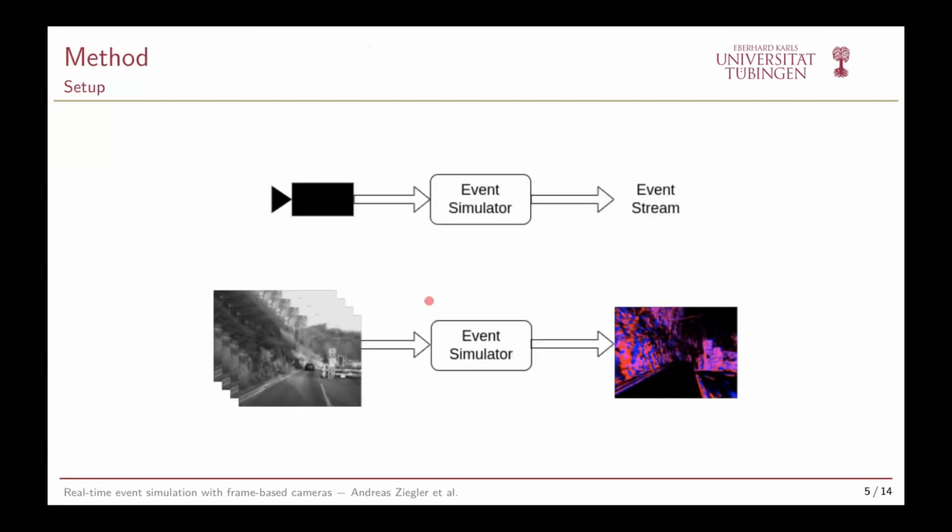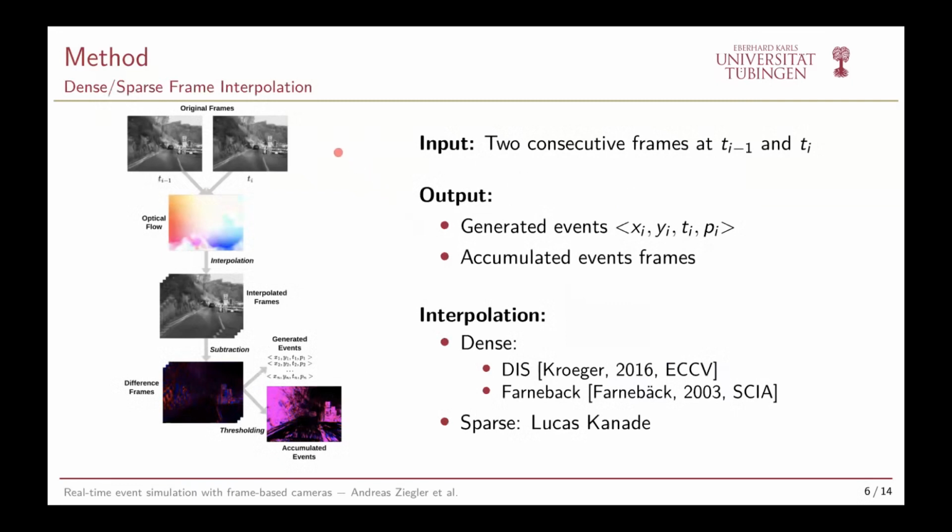For our method, we have the following setup. We have a camera which provides us frames, and we want either an event stream or accumulated event frames, and we want this event simulator to run in real time. A first approach, which is similar to previous methods, takes 2 consecutive frames as input. We then use optical flow for interpolation. With subtraction and thresholding, we get either the event tuples, X, Y, timestamp, and polarity, or accumulated events. For interpolation, we can use either dense or sparse, and depending on the scene, this can lower the runtime.